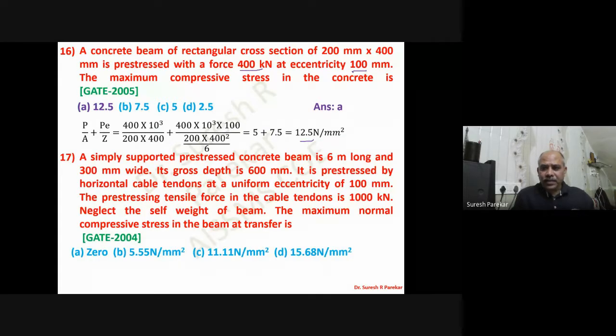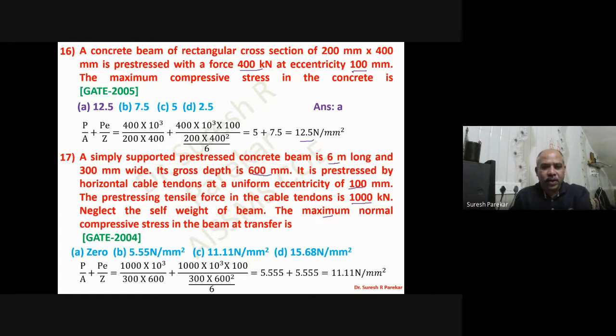Then we have a 6-meter long beam with 300 mm width. Depth is given as 600 mm. Then eccentricity is given as 100 millimeter. Tensile force is given as 1000 kilonewton, and we have to find the maximum normal compressive stress in the beam at transfer. So we have P by A plus PE by Z, and the maximum is at the bottom, and we have the value 11.11 Newton per mm square. So the option is C.